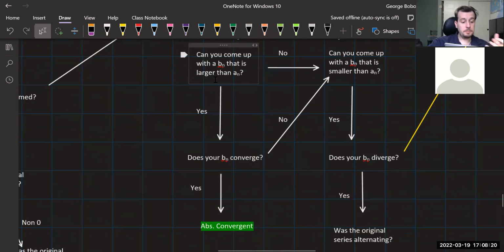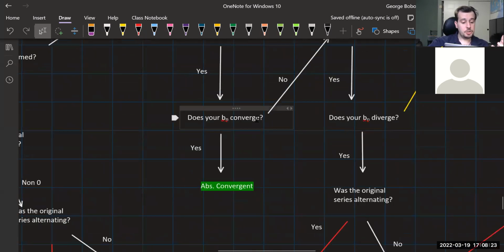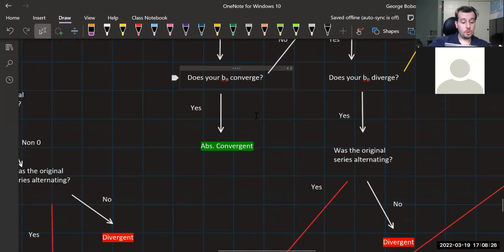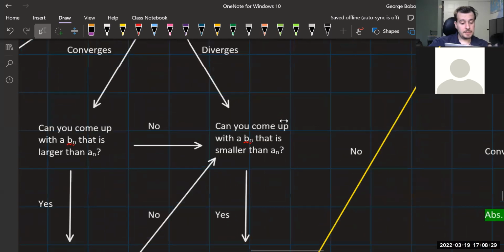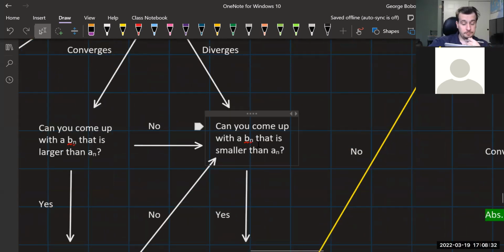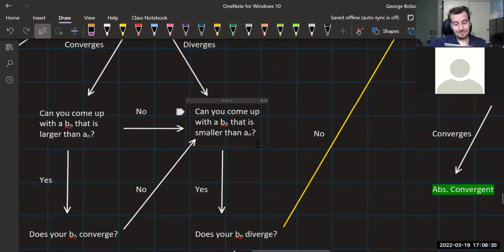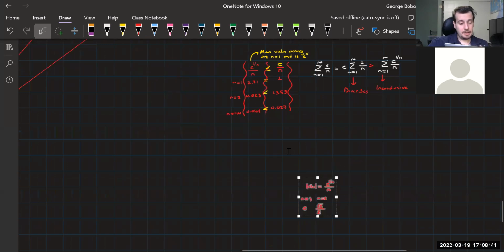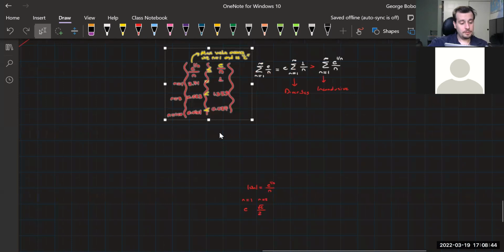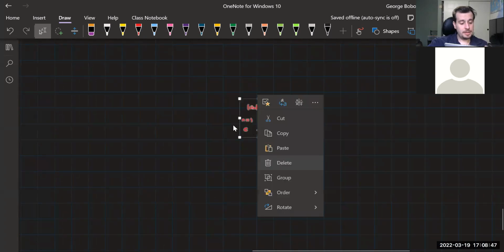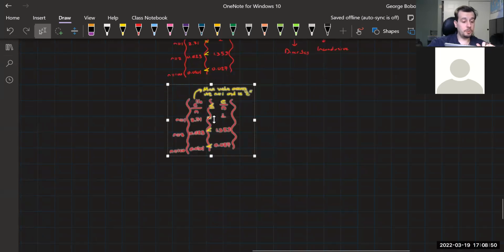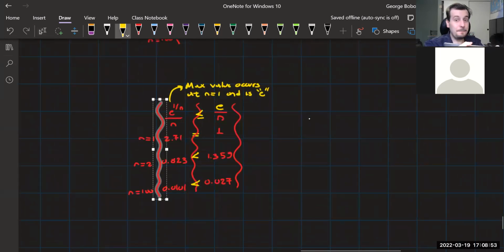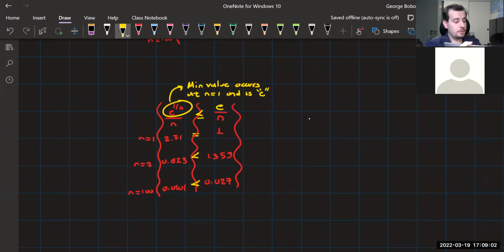So we can come up with a b_n that is larger. Does your b_n converge? We said no. So the no drives us here. Can you come up with a b_n that is smaller than a_n? Can we do that? Yeah. This is really cool. You picked a good example. So again, we're doing the table, and I'm asking myself, can I come up with a series that is constantly smaller? So instead of asking the max, why don't you try asking the min? What is the minimum value that the numerator can have?